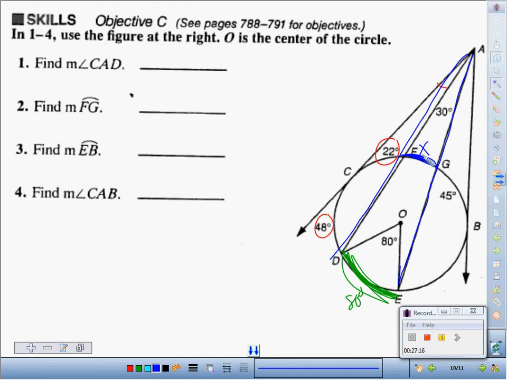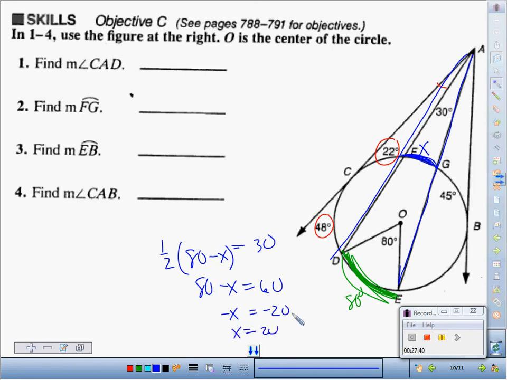So if we call that x, I'll set up a little equation. Isn't 80 got to be bigger than x because of the way the angle is opening? So I'll do 80 minus x. I have to take half of that and always set it equal to that angle, which is 30. Multiply by 2. 80 minus x equals 60. Subtract 80 from both sides. Negative x equals negative 20. And that means x equals 20. So this arc is 20 degrees.